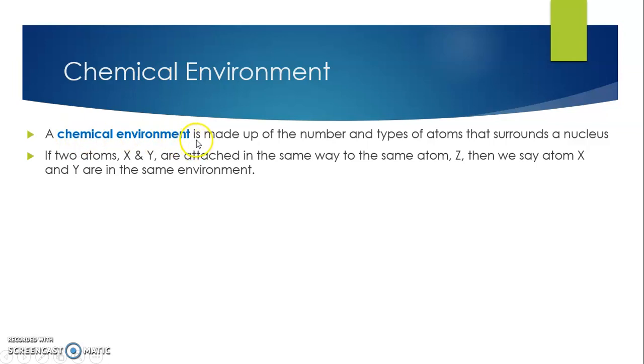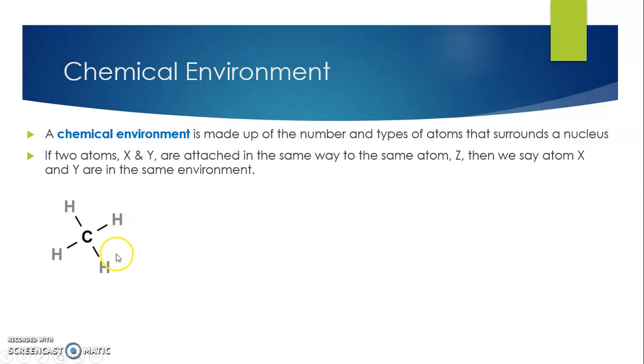A chemical environment is made up of the number and types of atoms that surround a nucleus. So, as an example, if two atoms, let's say X and Y, are connected in the same way to the same atom Z, then we can say that the atoms X and Y are in the same environment. Although it could get a lot more complicated than that.